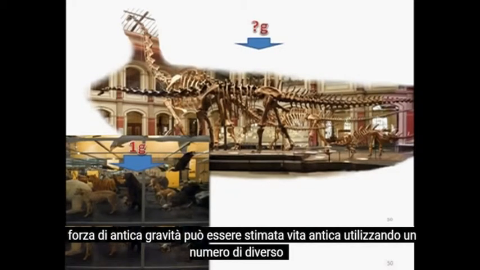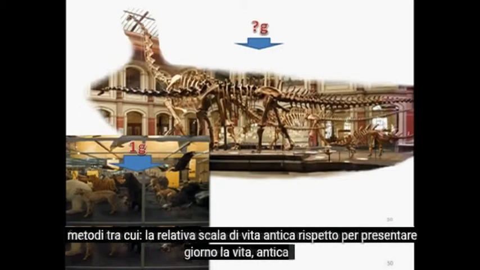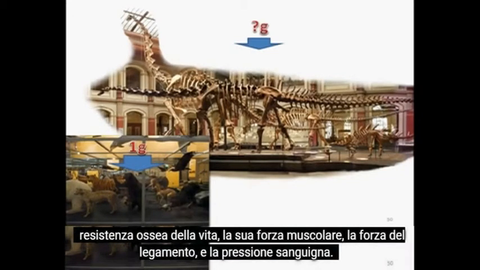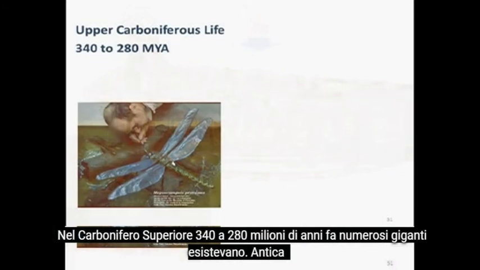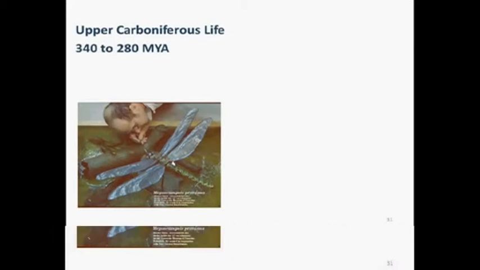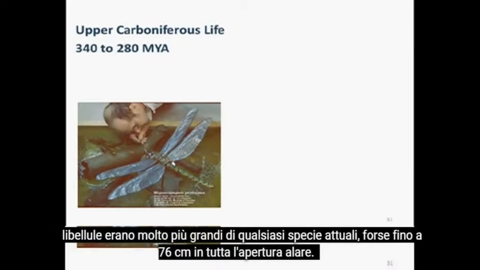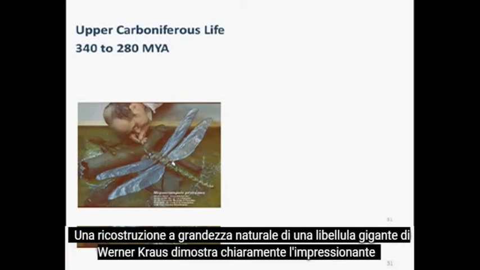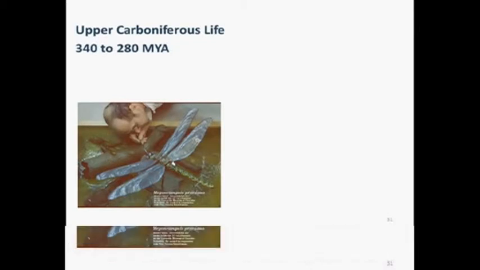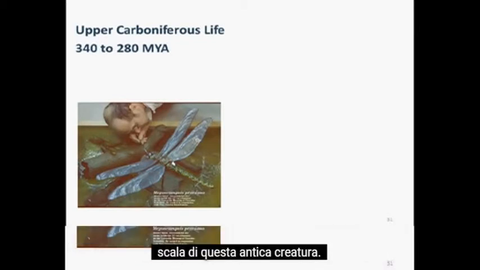The force of ancient gravity can be estimated from ancient life using a number of different methods, including the relative scale of ancient life compared to present-day life, ancient life's bone strength, its muscle strength, ligament strength, and its blood pressure. In the Upper Carboniferous, 340 to 280 million years ago, numerous giants existed. Ancient dragonflies were much larger than any present-day species, possibly up to 76 centimeters across the wingspan. A life-size reconstruction of a giant dragonfly by Werner Krauss clearly demonstrates the impressive scale of this ancient creature.